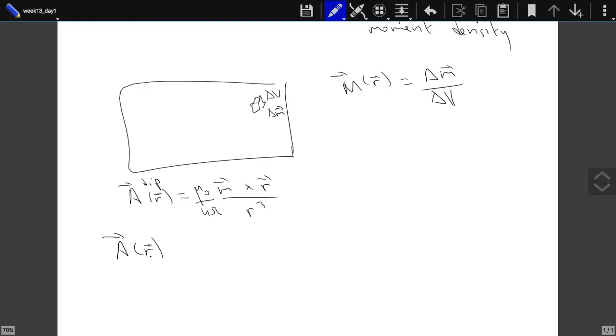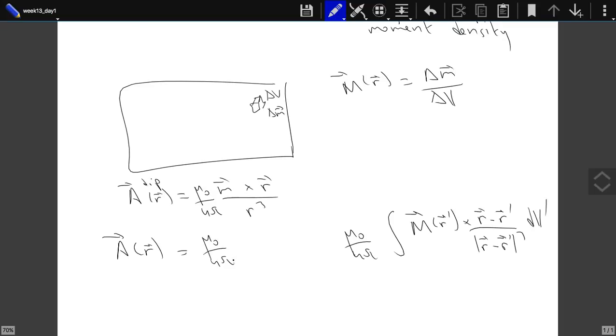the total vector potential at a given point R would be mu0 over 4 pi times the integral of M(r prime) cross (r minus r prime) divided by the cube of the magnitude of r minus r prime, dV prime. And if there is an additional current running in the system, if we send a current through the system, that will also contribute to the vector potential. So this will be the total vector potential of my system, which is magnetized.